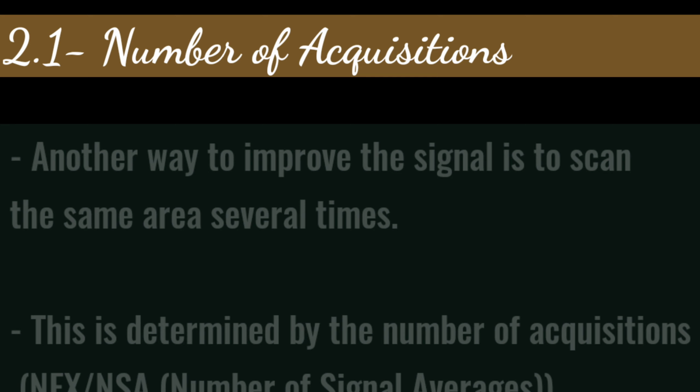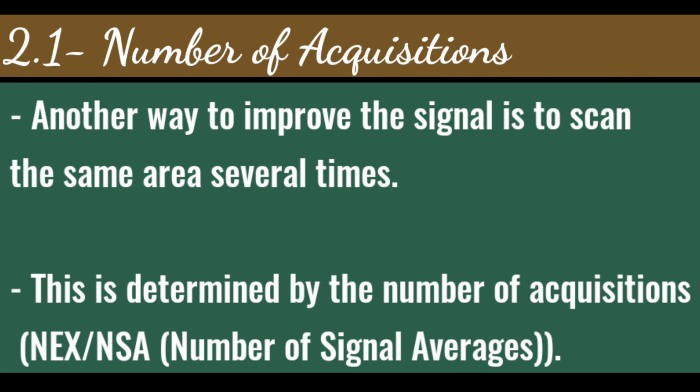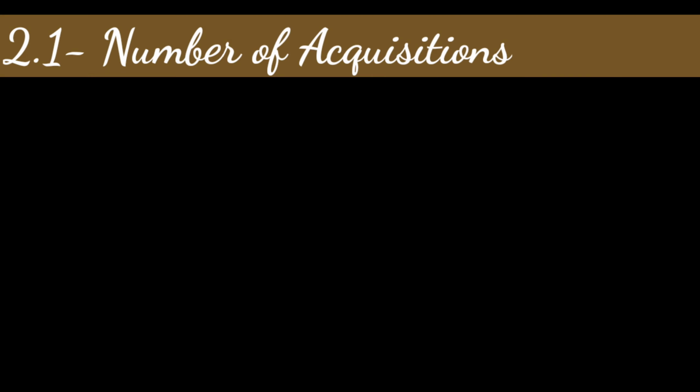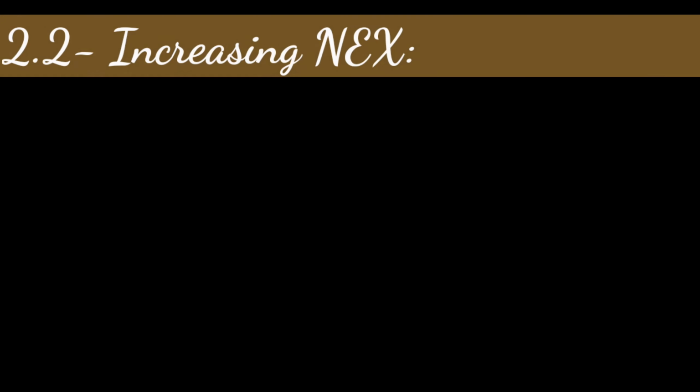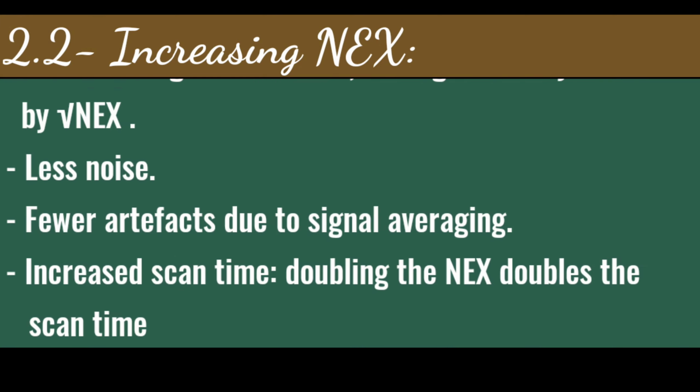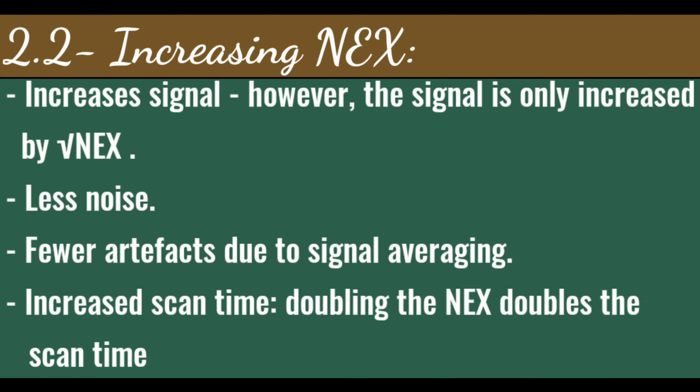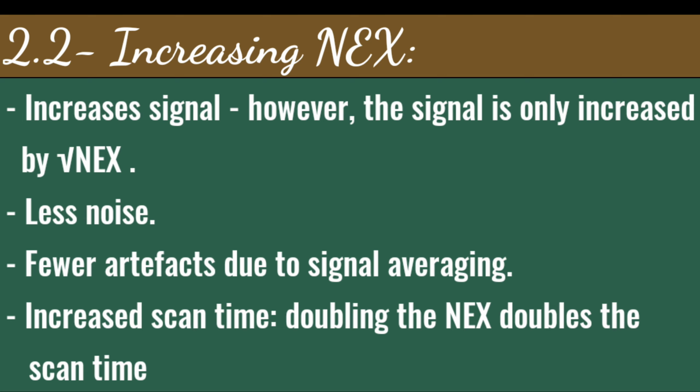Number of acquisitions. Another way to improve the signal is to scan the same area several times. This is determined by the number of acquisitions, or number of signal averages, NEX, NSA. Each acquisition fills K space. We can repeat the number of acquisitions and then average the signals to create the image, thus collecting more signal per slice imaged. Increasing NEX increases signal; however, the signal is only increased by the square root of NEX. Less noise, fewer artifacts due to signal averaging, increased scan time. Doubling the NEX doubles the scan time.